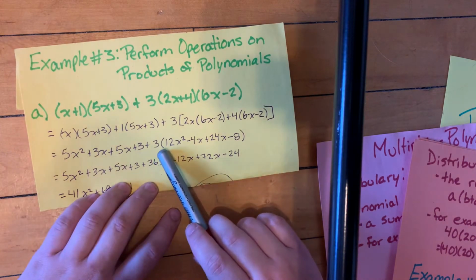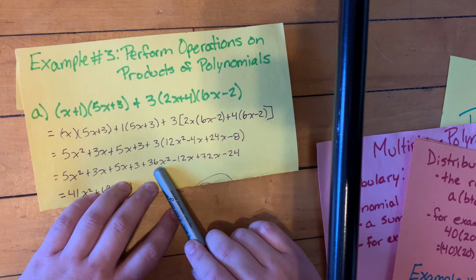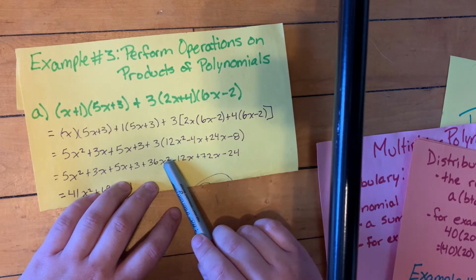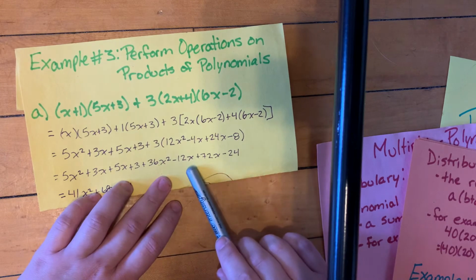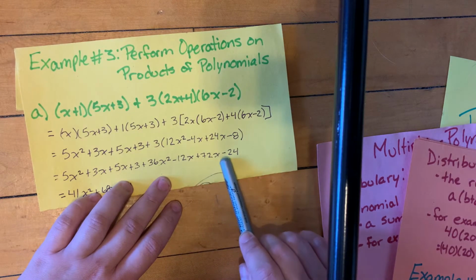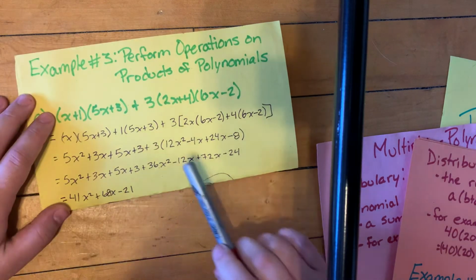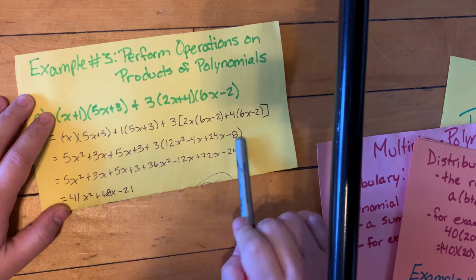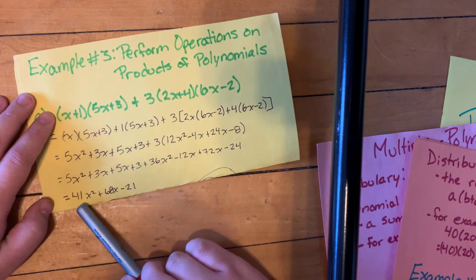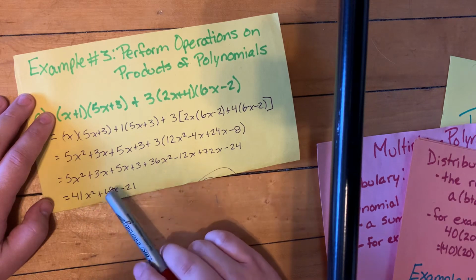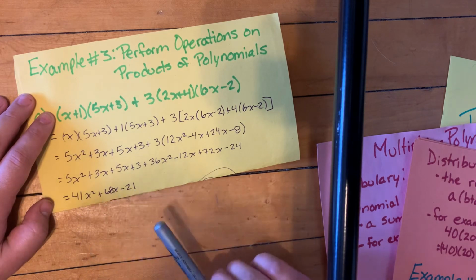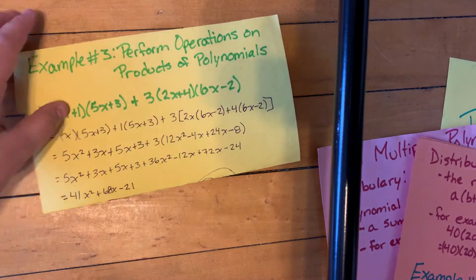Now we move into 3 times 12 is 36x squared, take away 12x plus 72x, take away 24. All we did was we multiplied each of these numbers by 3. Then we're left with 41x squared plus 68x, take away 21 when we combine all of the like terms.